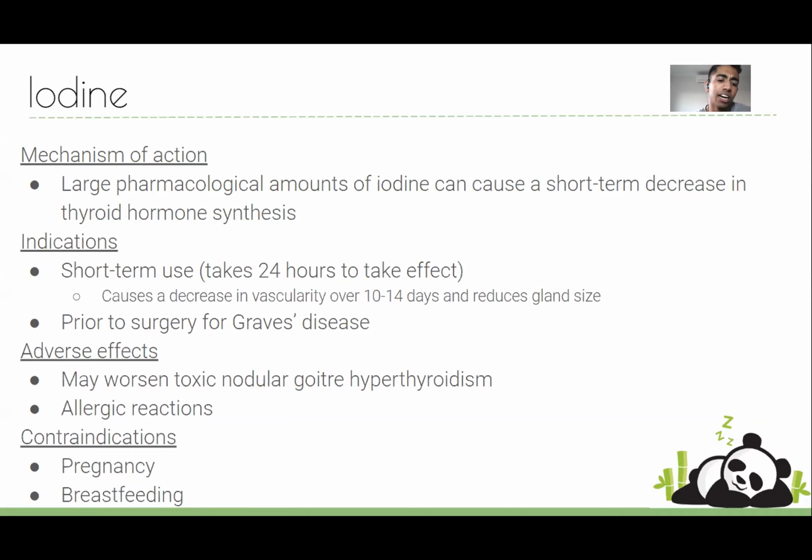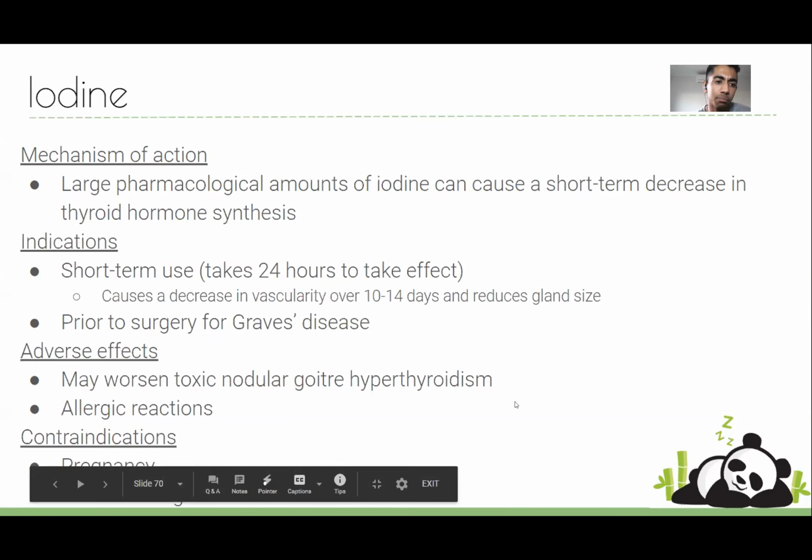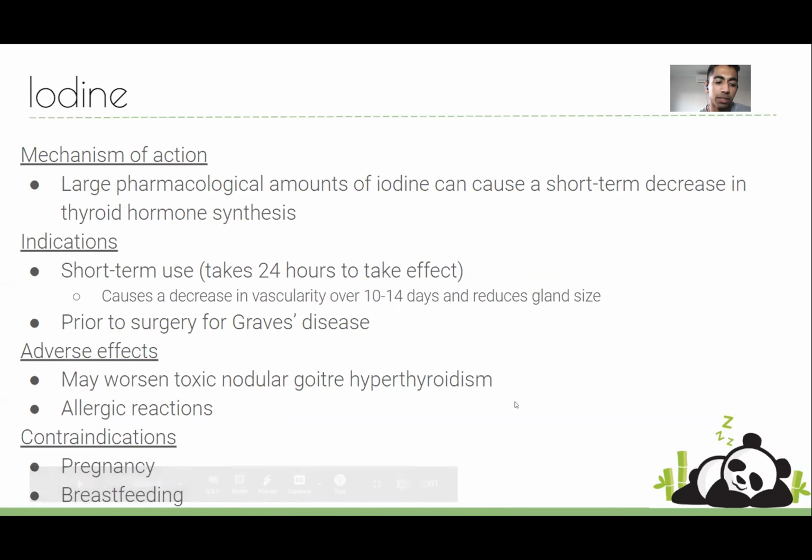Adverse effects, allergic reactions as always. If people have got a toxic nodular goiter hyperthyroidism, it actually might worsen it, but it's uncommon. And again, contraindications in pregnancy and breastfeeding, because again, it can cross the placenta, it can be transmitted through lactation in the milk, and can have adverse effects on babies in that aspect.